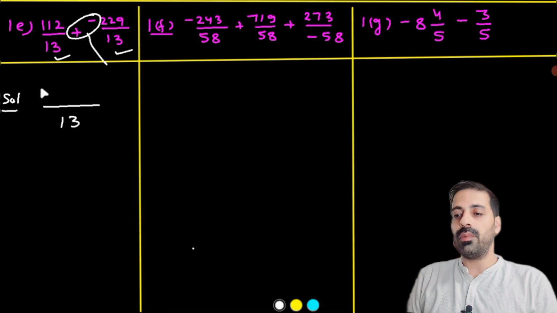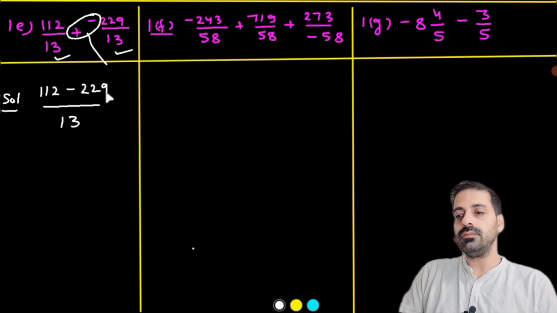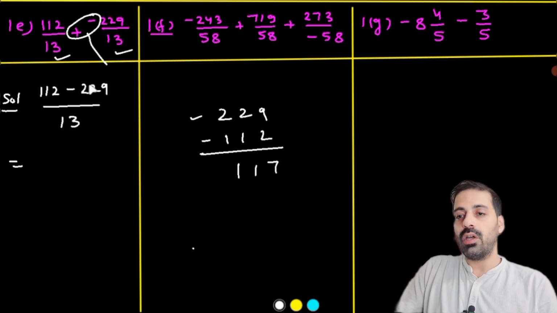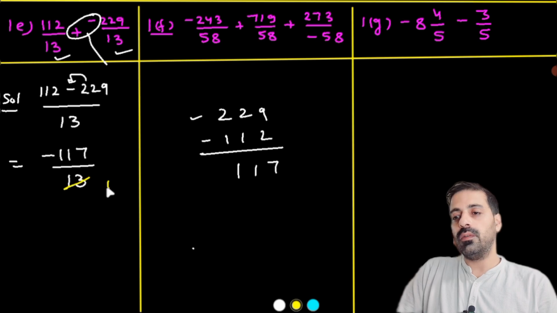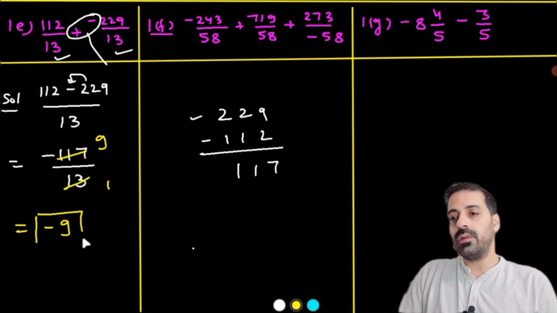So now you can say 112 minus 229. Now subtract them. So 229 and 112, we subtract the smaller number from the larger number. So we have 117, and because the larger number consists of the negative sign, the final answer also consists of the negative sign. And now we have a common factor, 13 1s are 13 and 13 9s are 117, so the final answer, my dear student, is negative 9. I hope you understand this question very well.